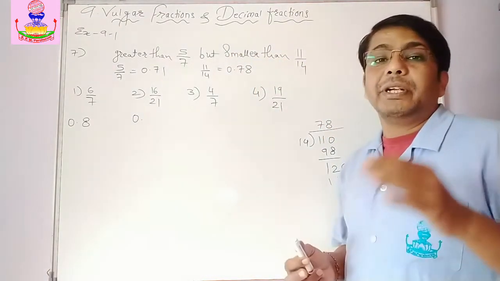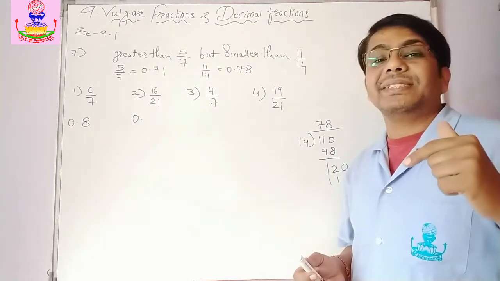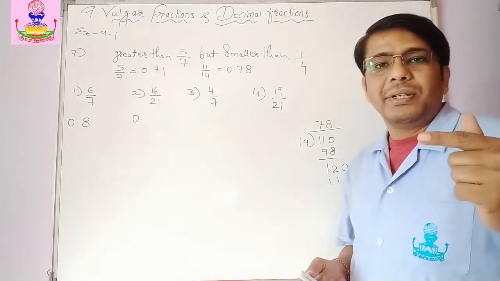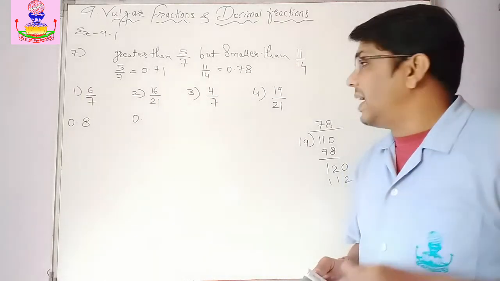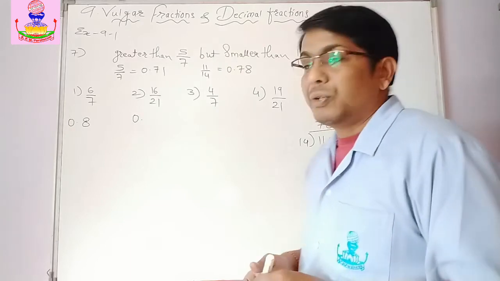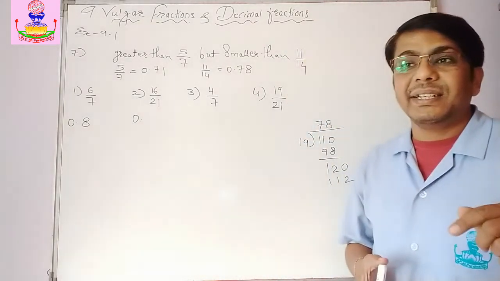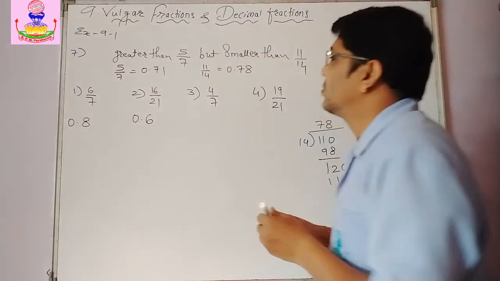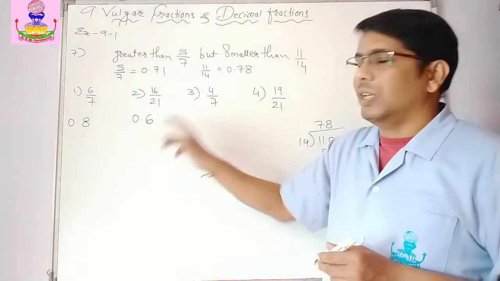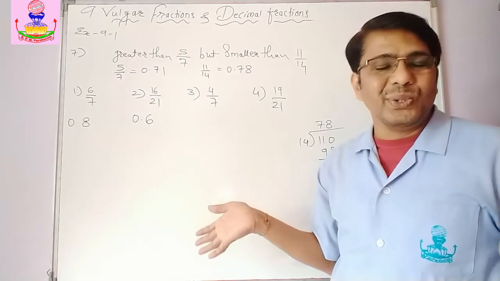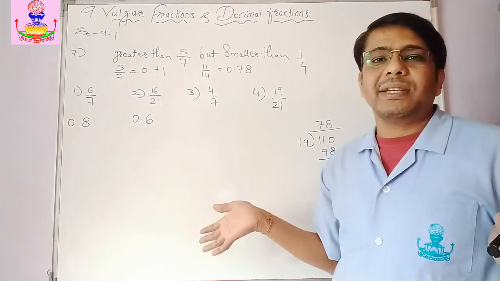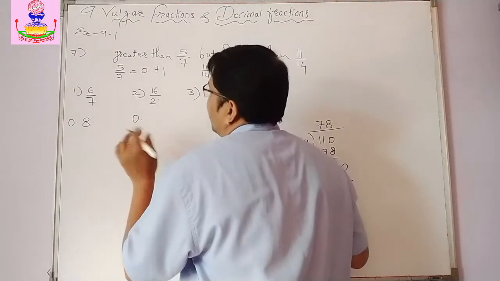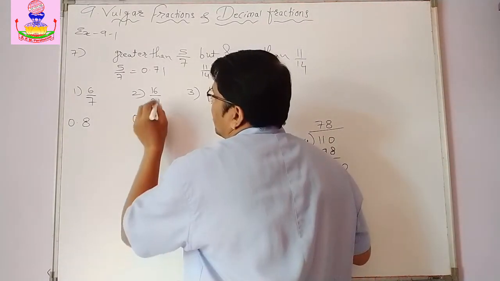Then 0.160. 21, how many times is it in 160? 21 6s are 126. 21 7s are how much? 21 6s are 126. So 0.6. This is smaller than both of these, so it is of no use. Okay. 21 7s are 147, sorry. So 21 7s are 147.